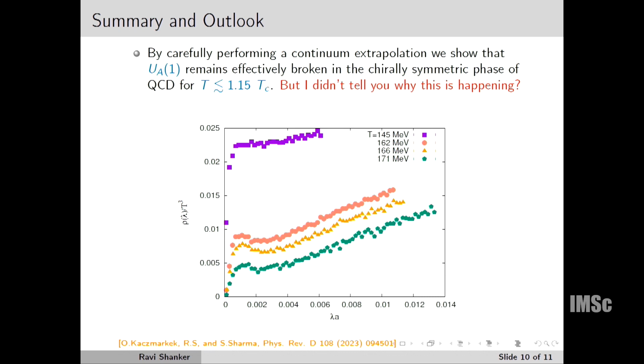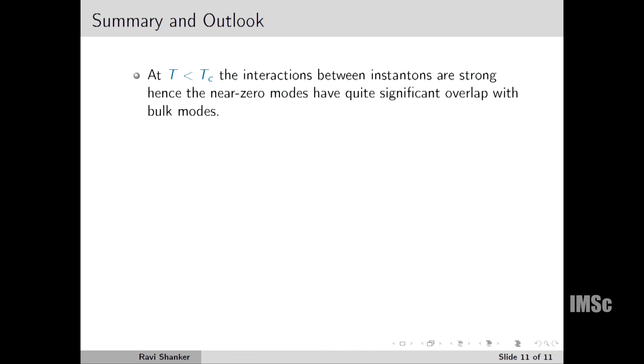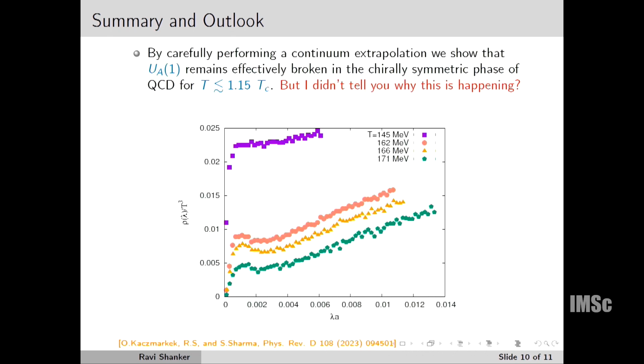This near 0 peak part is also linked with instantons, which are topological objects, basically zero energy and finite action solutions for the gauge field. At temperature less than Tc, the interaction between the instantons is strong, hence the near 0 modes have quite significant overlap with the bulk modes. That's why we don't see any peak-like structure over here.